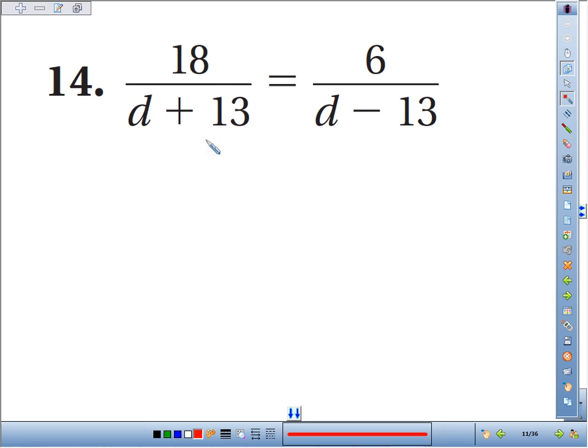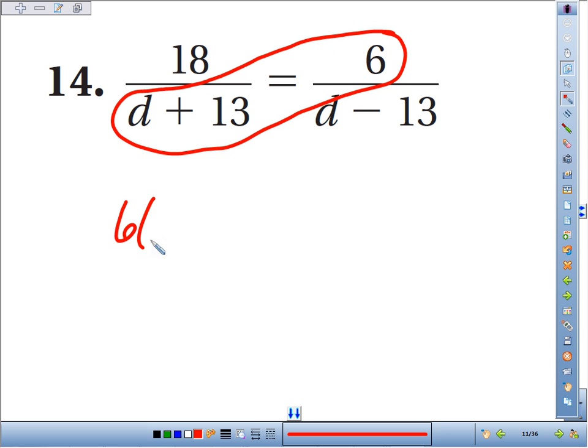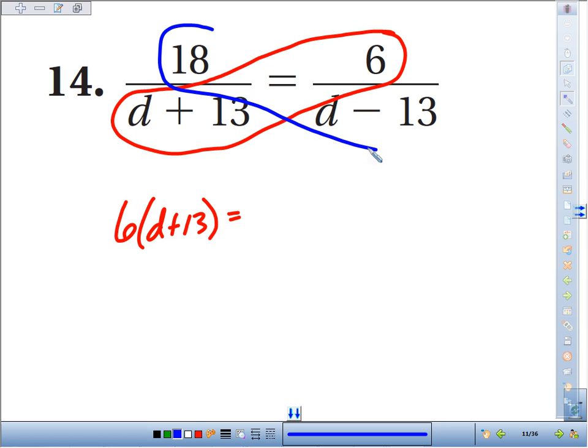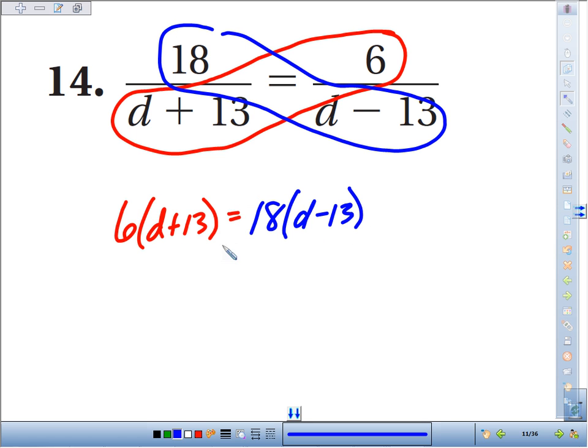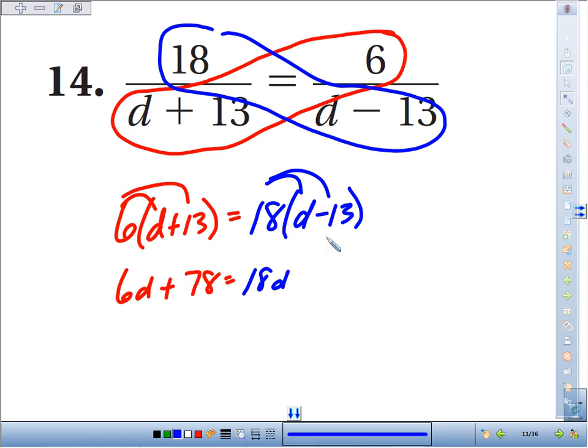A little harder in number 14, where we'll have to definitely set it up with our airplane wings. If I take 6 times this quantity, just make sure you take 6 times each piece using the distributive property, it's going to have to equal 18 times this quantity, 18 times the quantity d minus 13. So where do we end up? Well, we've got 6 times d, that's 6d, and 6 times 13, that's going to be 78. Over here, we've got 18 times d, that's 18d, and 18 times negative 13 is going to be negative 234.